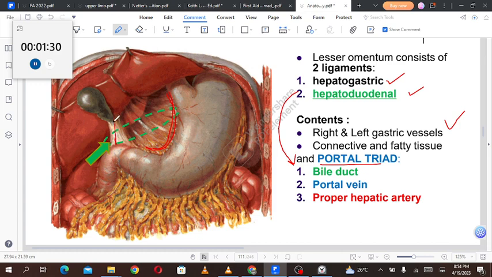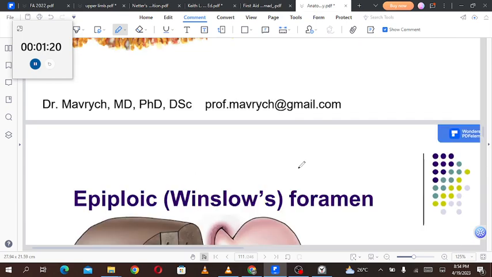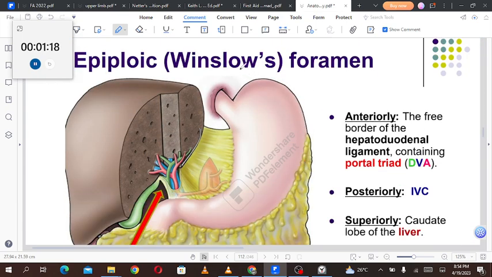You can think of it like over here, this is the hepatoduodenal ligament, and the content of the hepatoduodenal ligament is the portal triad, which includes the bile duct, the portal vein, and the proper hepatic artery. Got it? Then we have the epiploic or Winslow's foramen.